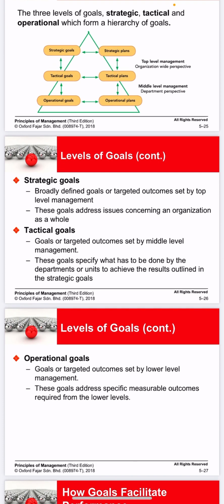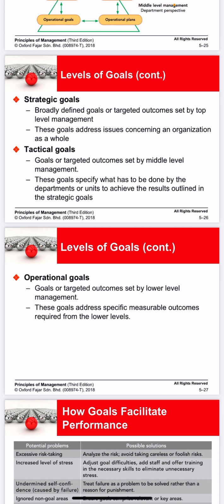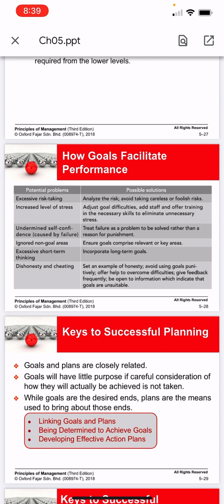Tactical goals are targeted outcomes set by middle level management. These goals specify what has to be done by the departments or units to achieve the results outlined in the strategic plan. Operational goals are targeted outcomes set by lower level management. These goals address specific measurable outcomes required from lower level management. Basically, these three levels of goals are quite the same as the levels of planning, which involve the three levels of management. How goals facilitate performance, you can read by yourself.